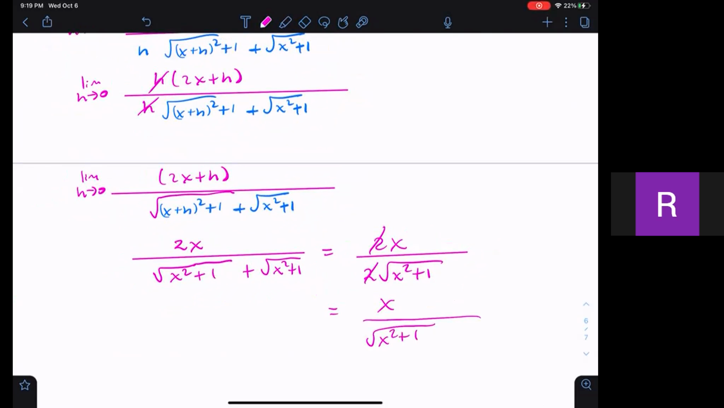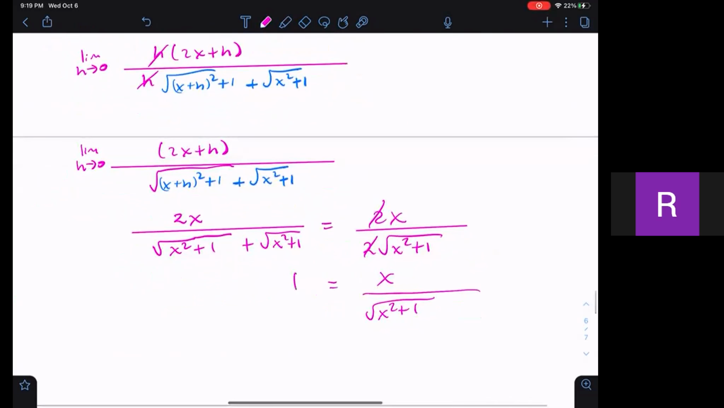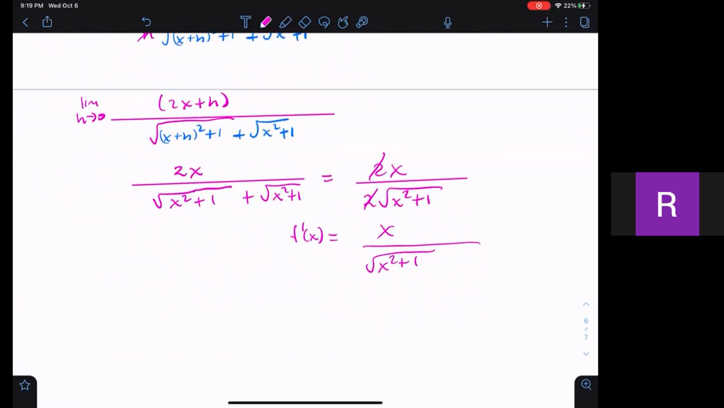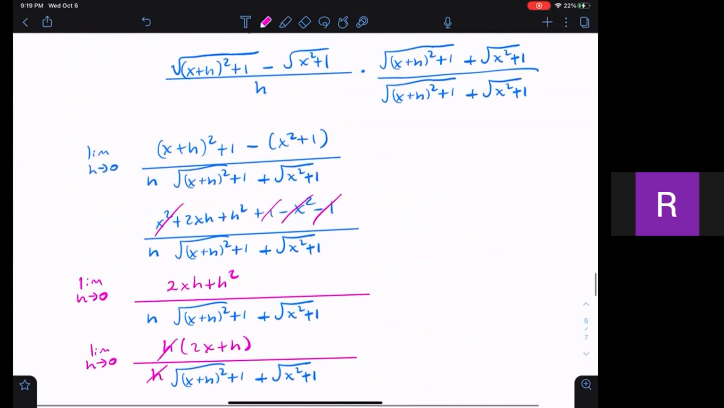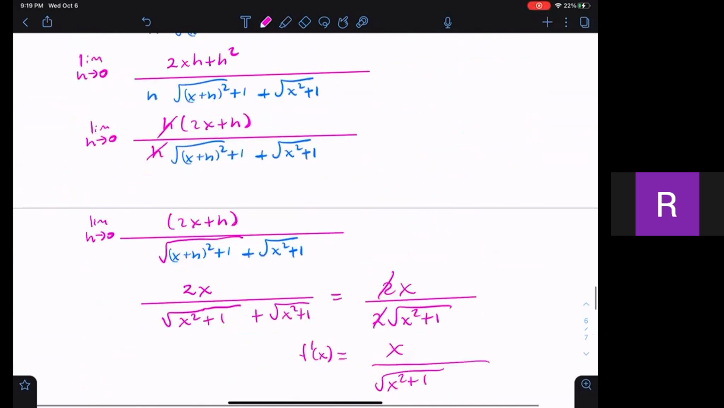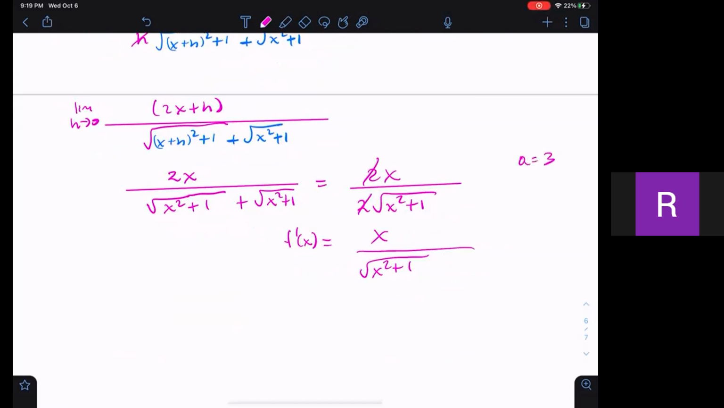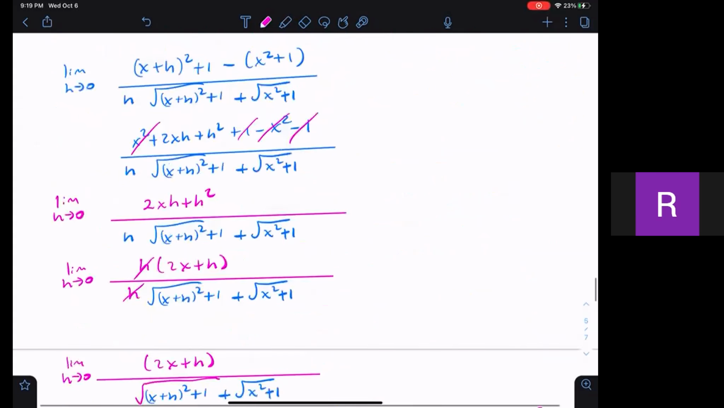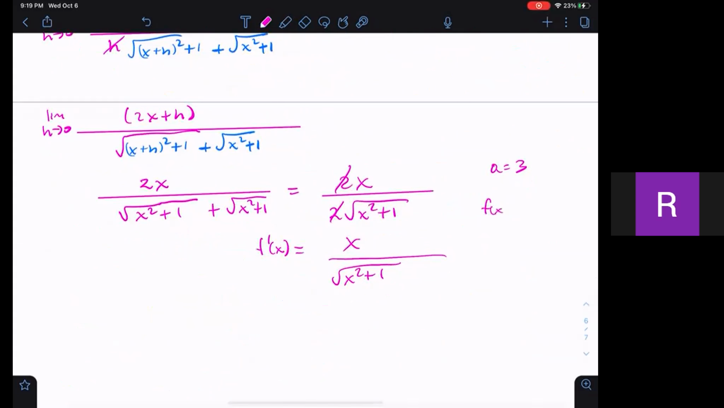So that's the derivative, right? This is f prime of x. Okay. And now we can use it with the limit definition, right? We need the value at what? At a equals 3, right? So a equals 3. And what was the function originally? x squared plus 1, so the function is the square root of x squared plus 1. We just need to plug it in.